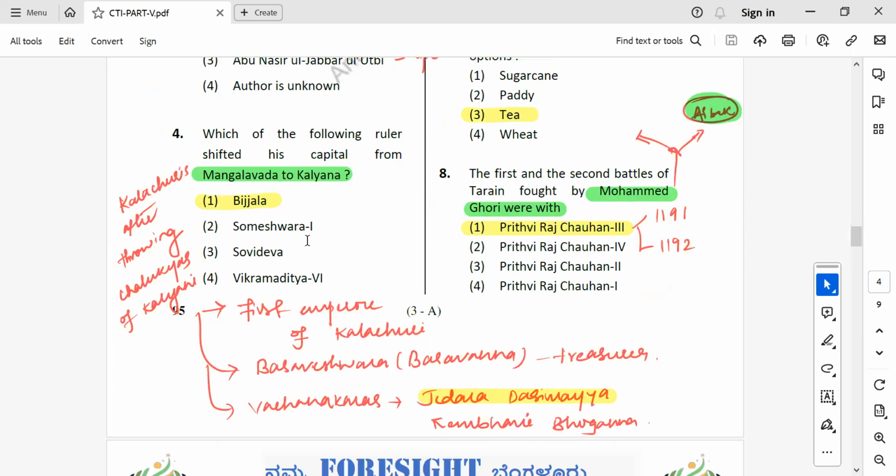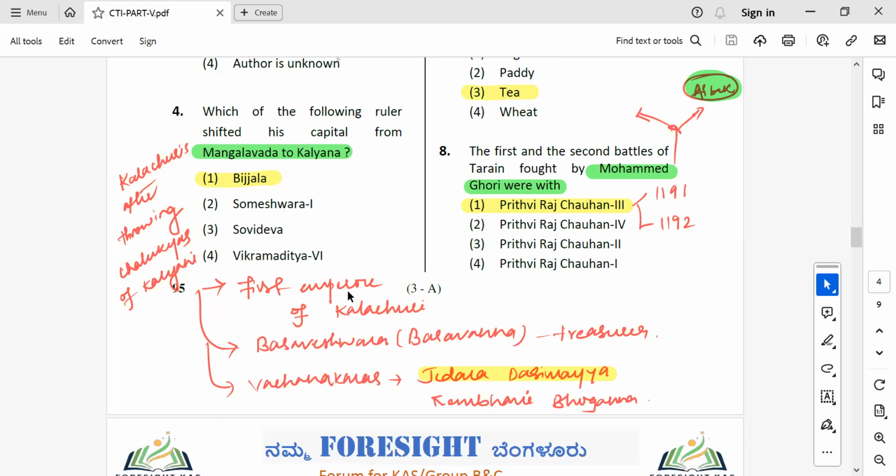See, these options, why we covered Chalukyas of Kalyana and Badami, Someshwara 1, Vikramaditya 6. These are famous rulers, so they may ask in the upcoming examination. Bijala was the first emperor of the Kalachuris, and one more important thing you have to remember: Basveshwara, nothing but Basvanna, was a treasurer during the time of Bijala. This is also very important.